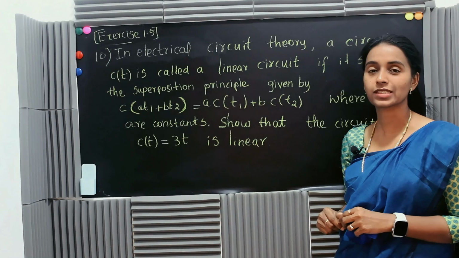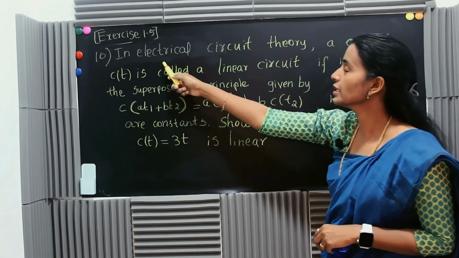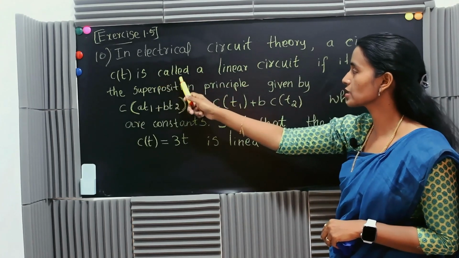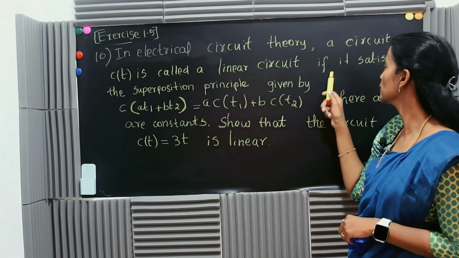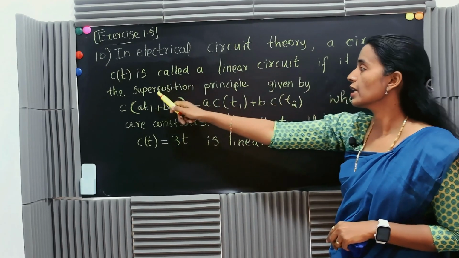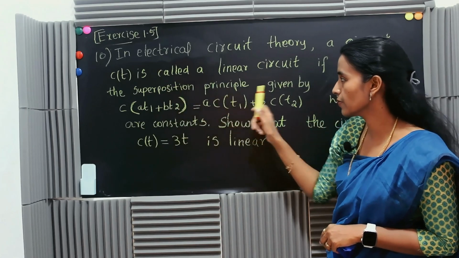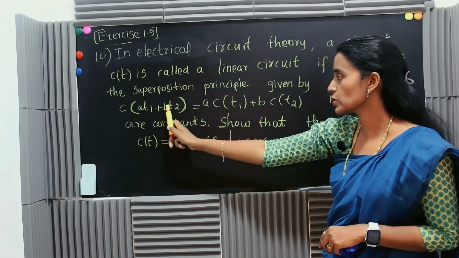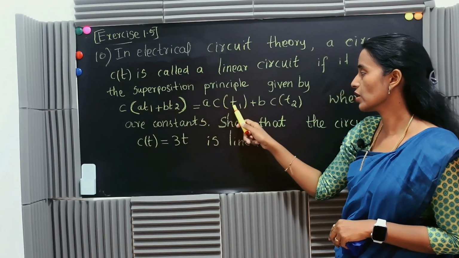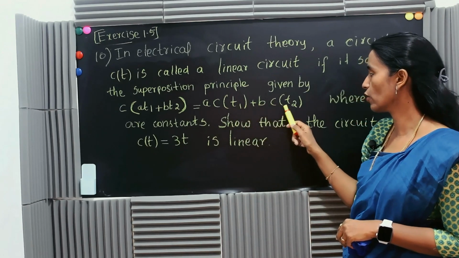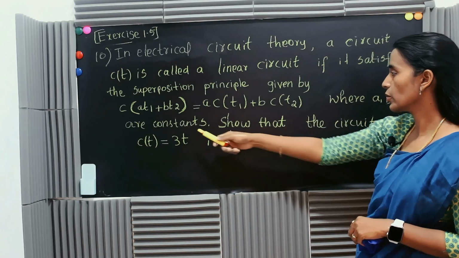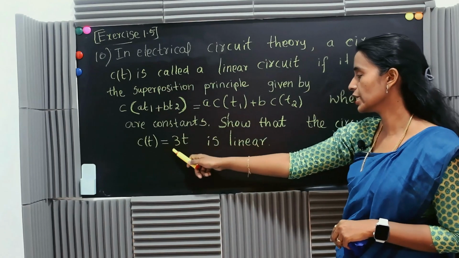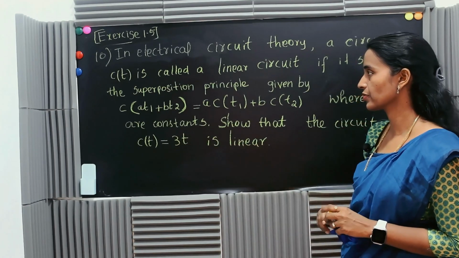Now, we can read the question. In electrical circuit theory, a circuit C of t is called a linear circuit if it satisfies the superposition principle given by C of (a t1 plus b t2) equals a C of t1 plus b C of t2, where a, b are constants. Show that the circuit C of t equals 3t is linear.